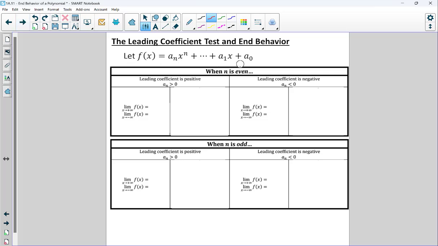Consider that we have a polynomial. Remember, this rule only applies to polynomials. As we get into rational functions, we'll learn how to adjust this rule. As we get into logarithms and exponentials, we'll learn completely different techniques.